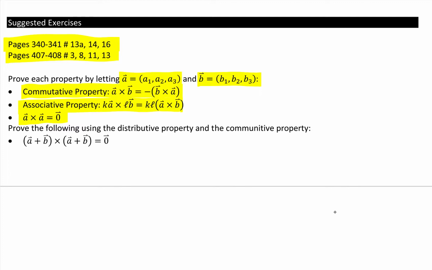I'd like you to prove the following: that (A plus B) cross (A plus B) is equal to 0 using the distributive property and the commutative property. Don't use this property here, that would make it too easy. So I want you to use the distributive property first, and then using the commutative property, you should be able to show me that this is equal to 0 as well.